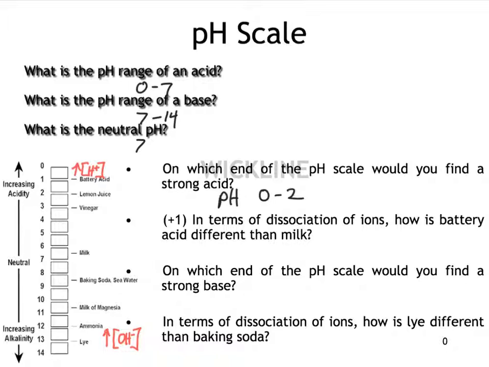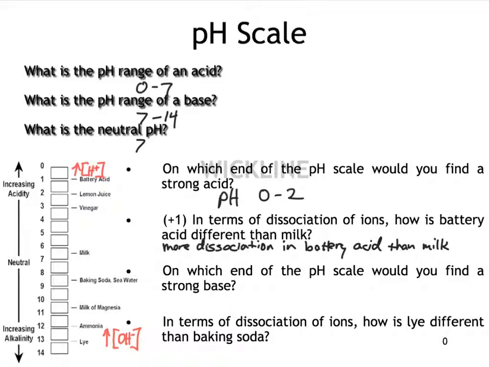But there are weak acids and strong acids. For instance, battery acid is the strongest acid listed on this scale, and milk is the weakest acid listed on this scale at a pH just below 7. So in terms of dissociation of ions, battery acid is different than milk because battery acid has more dissociation and therefore produces a larger concentration of hydrogen ions.